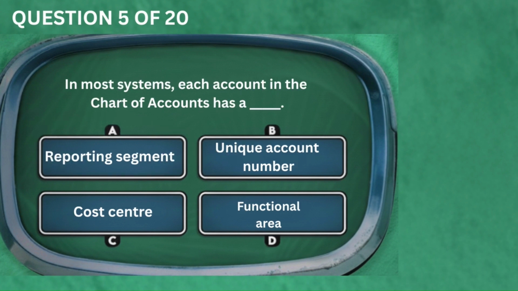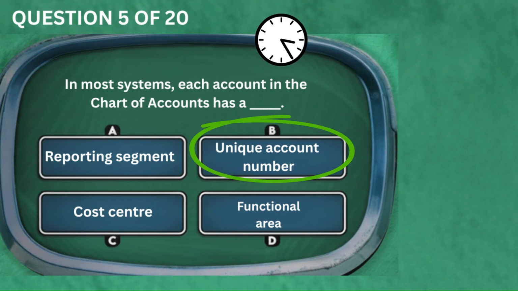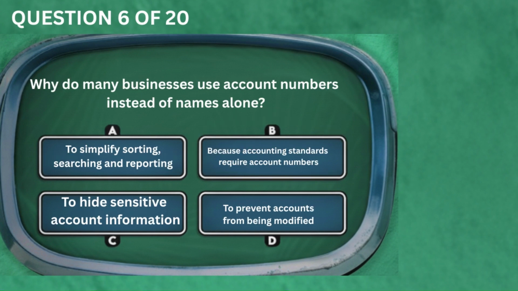Question 5. In most systems, each account in the chart of accounts has a reporting segment, a unique account number, a cost center, or a functional area. It's B. Account numbers are assigned in ranges based on their account categories. Question 6. Why do many businesses use account numbers instead of just account names?